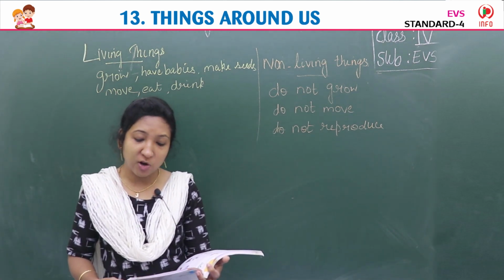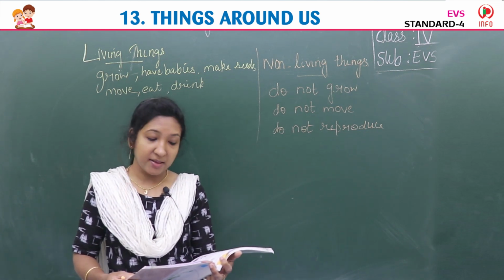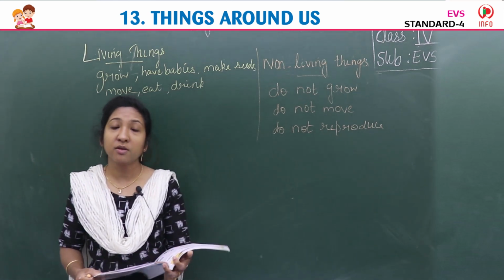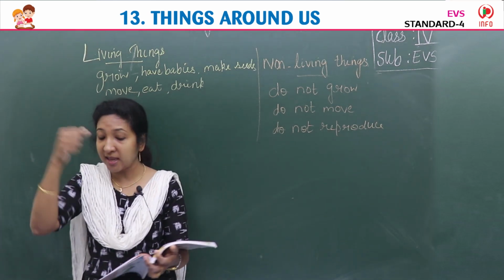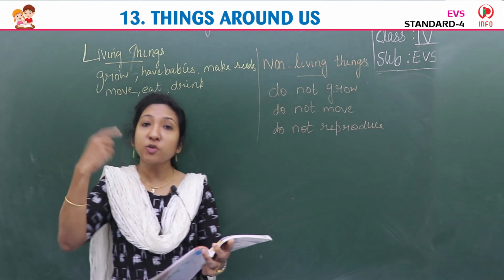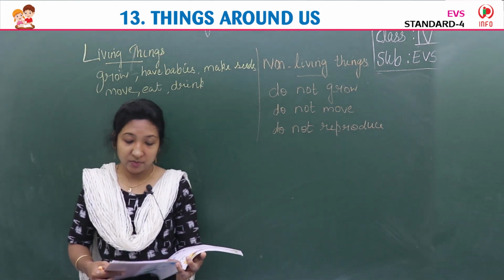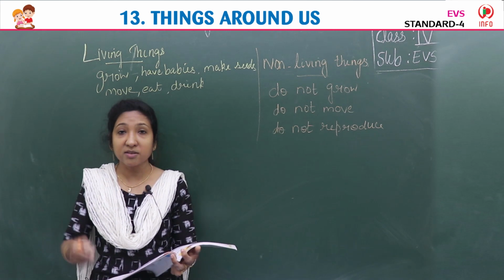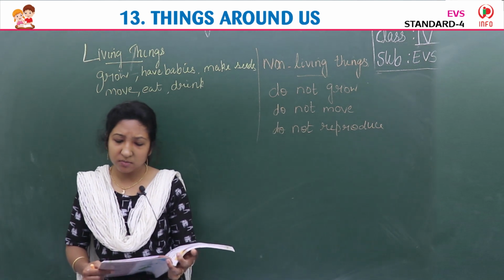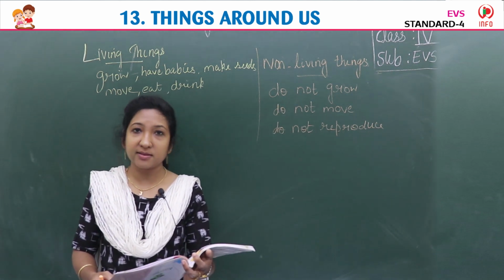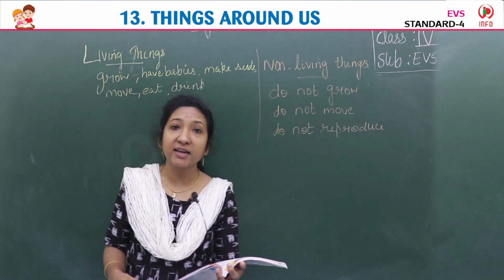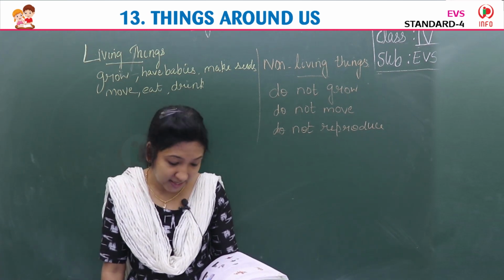These things are made up of non-living materials. Some examples of non-living things are stones. Do they grow? Do they move? We have to take them to another place. They can't move by themselves, isn't it? They do not grow. They do not produce new ones. Paper, electronic goods, electric things, fan, light, books, buildings and automobiles. Vehicles move, but we are making them move. They themselves won't move, isn't it? So these are all non-living things.